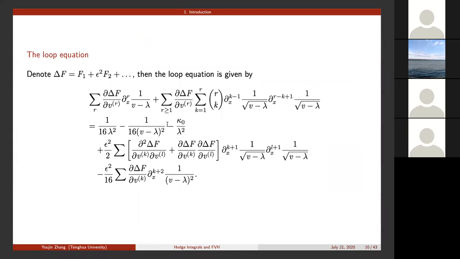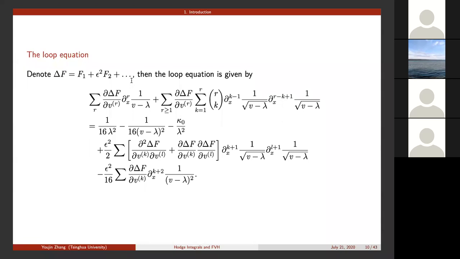By using this loop equation, we have this parameter lambda. If you expand this equation as a power series in 1 over V minus lambda, and compare the various powers of 1 over V minus lambda, then we can find the sequences of equations for F1, F2, and so on. We call this the loop equation to solve. We can solve it recursively.